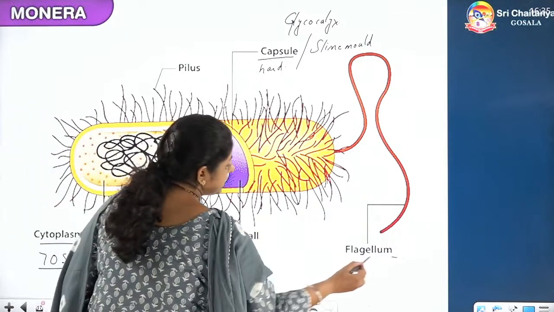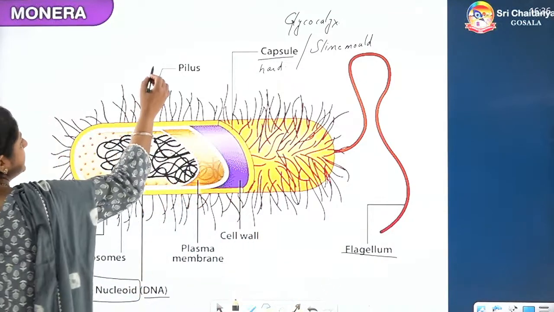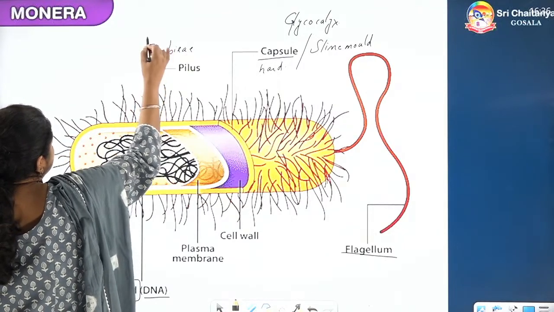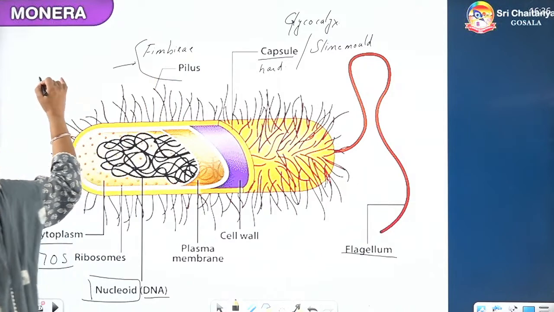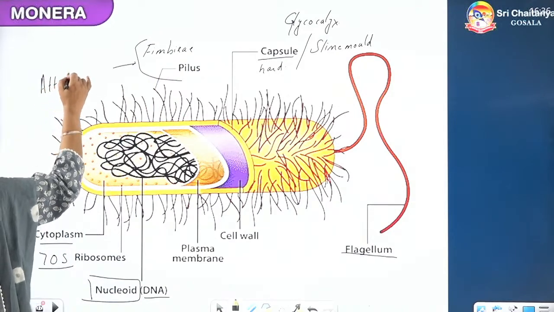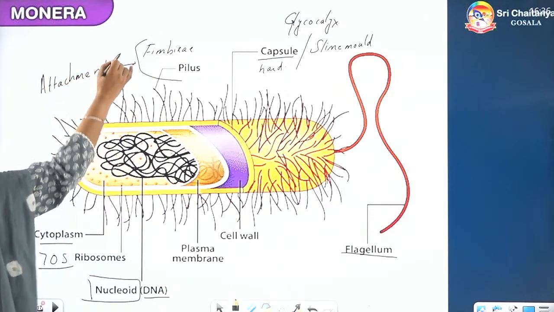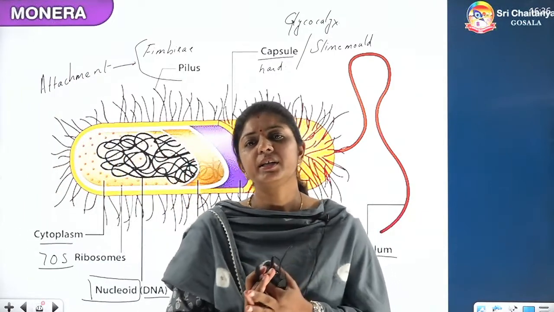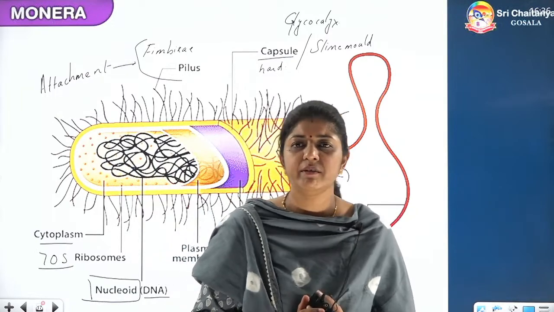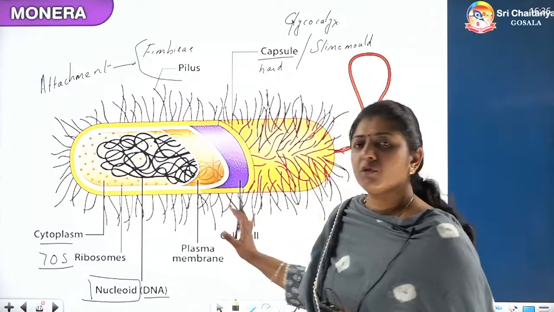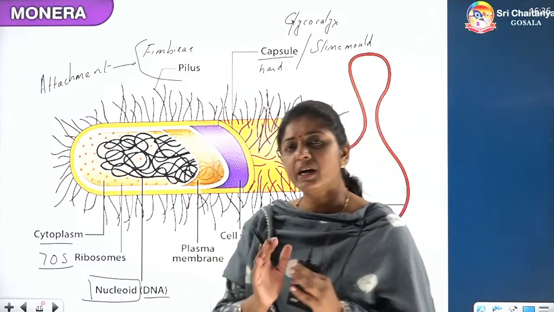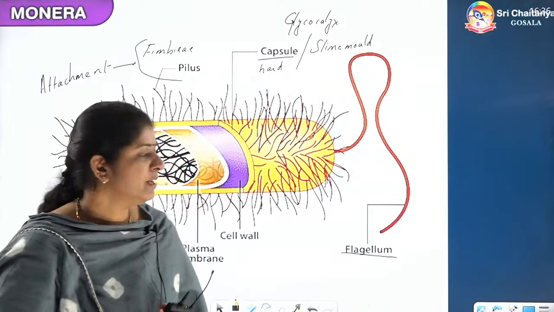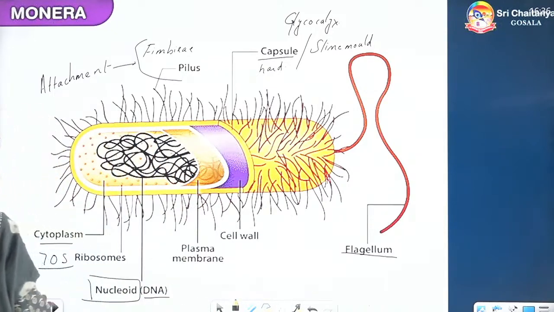For movement, what is there? Flagella. And pilus or fimbriae. These two are for what thing? These are for attachment. This diagram and the details of this concept we have already discussed in the chapter Cell: The Unit of Life. Still, we have discussed some of the highlights over there. This is the basic ultrastructure of a typical bacteria, right? Now coming to the next part.